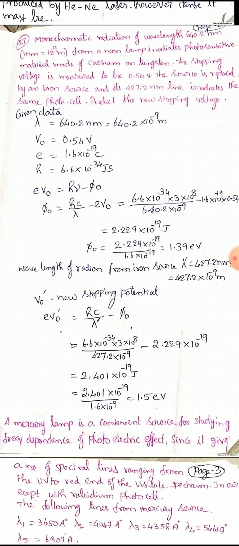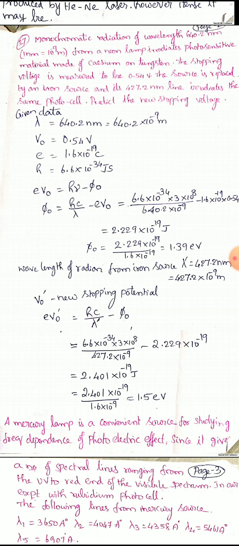The first wavelength will be noted as lambda, 640.2 nanometer. Convert it into meter, and then V naught, the stopping potential, and e, h values are given. The formula can be taken as e V naught is equal to h nu minus phi naught. Then phi naught is equal to hc divided by lambda, substituting the value of nu, minus e V naught. Bring this e V naught to this side. So let's substitute the values of hc, lambda and e V naught.